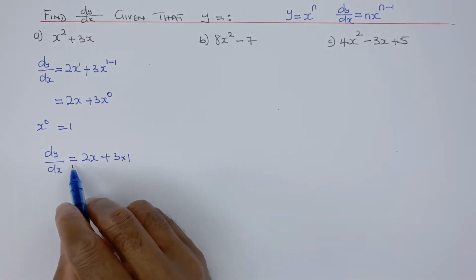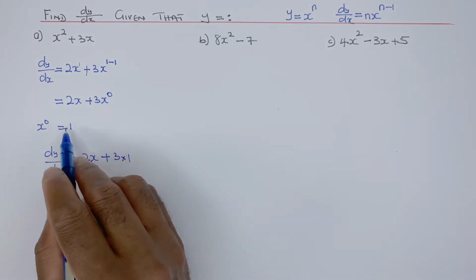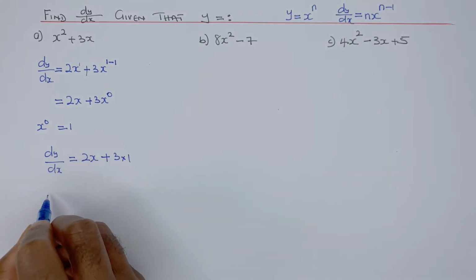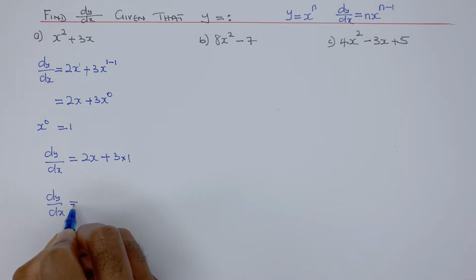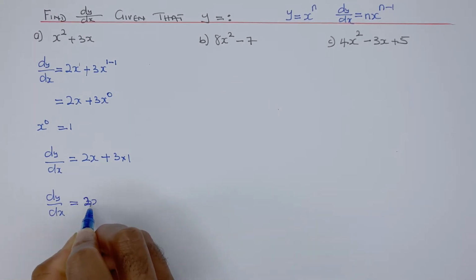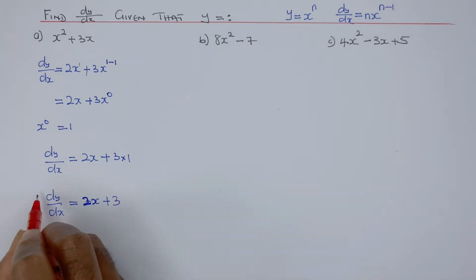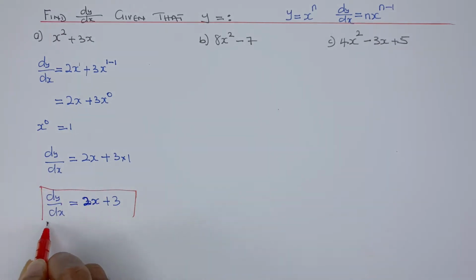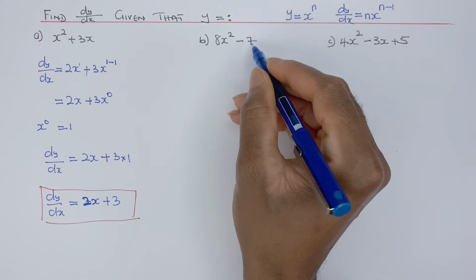So dy/dx will be equal to 2x plus 3 times 1, because x to the power of 0 is 1. Therefore, dy/dx equals 2x plus 3. First answer there. For the b part, 8x squared minus 7.